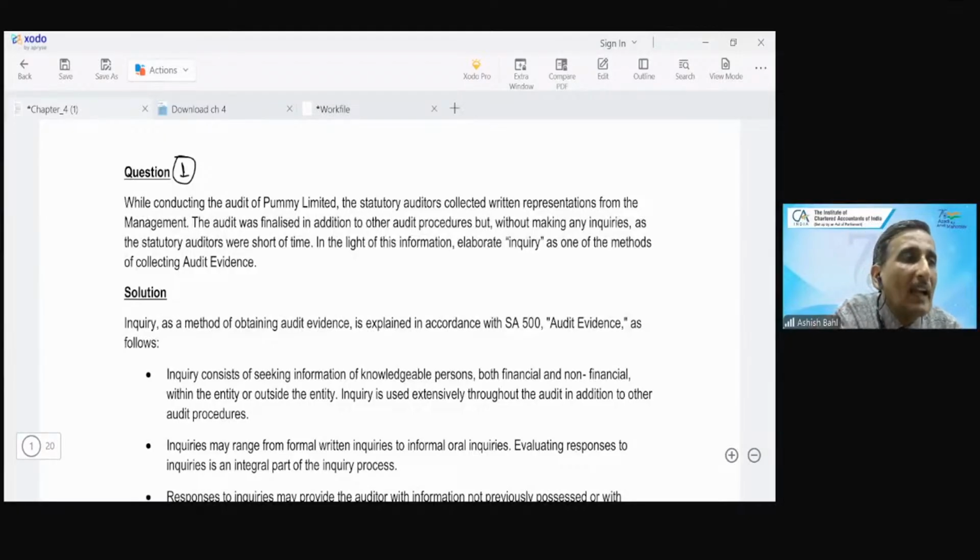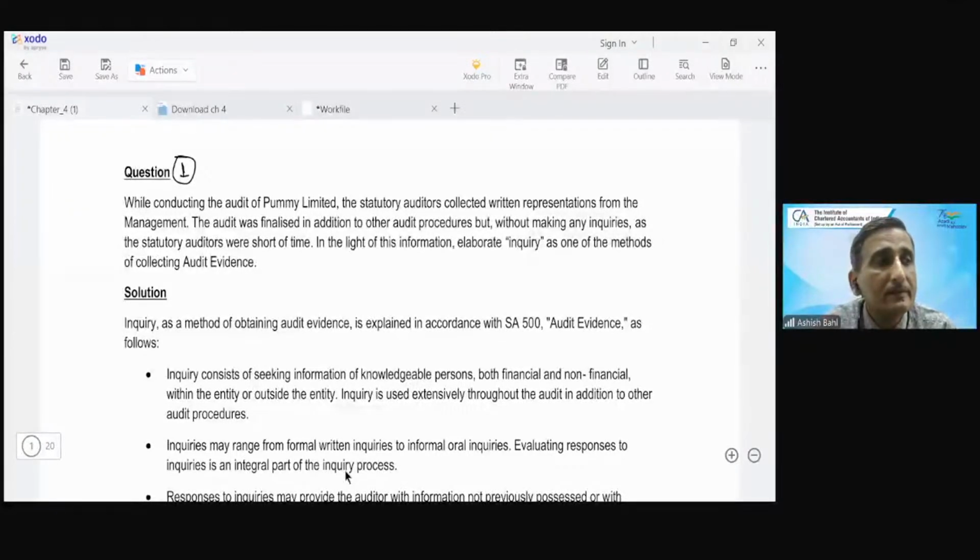And you have to write that inquiries may be oral or formal inquiries, written inquiries. So why is inquiry important? Because on the basis of responses received from the persons to whom inquiries were made, the auditor may get certain information on the basis of which he may determine his audit procedures.